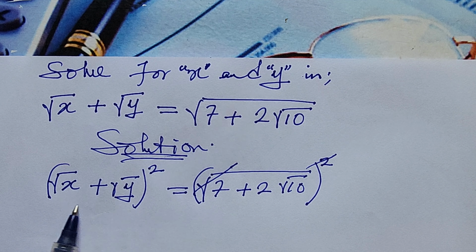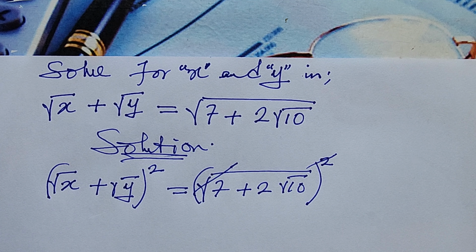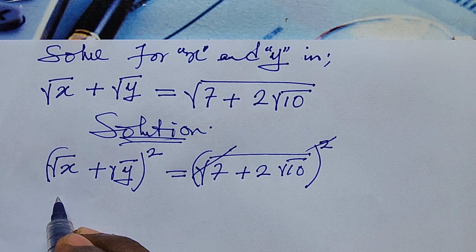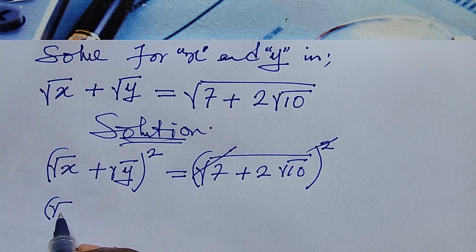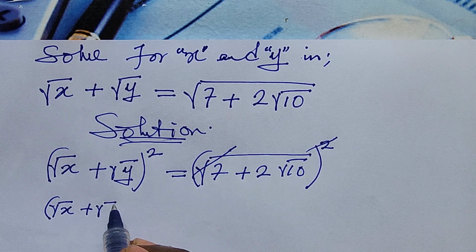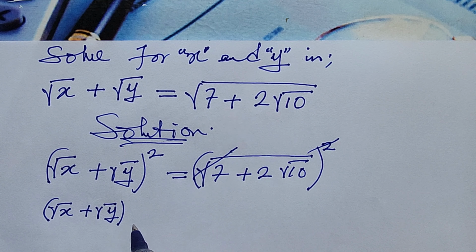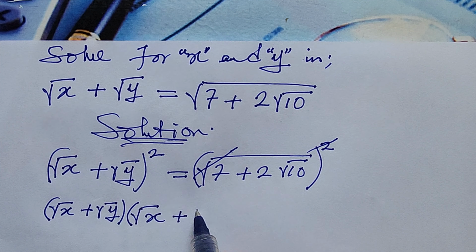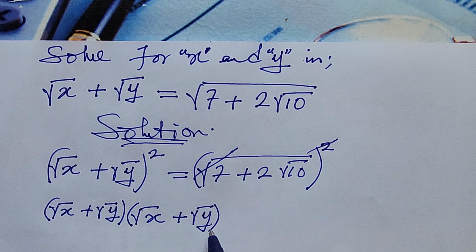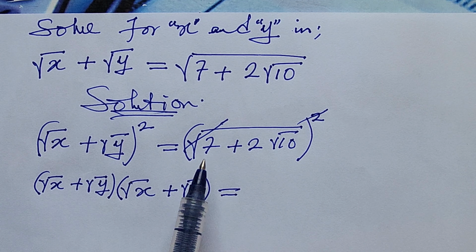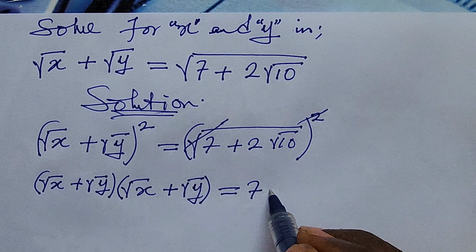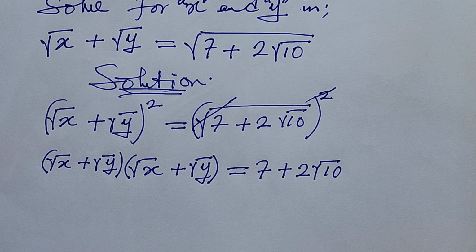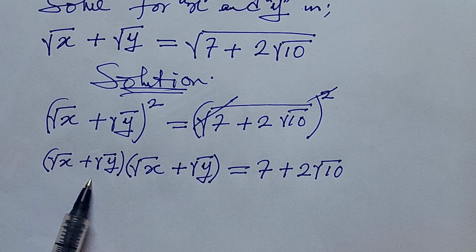Now, here we apply a common rule. But if it's going to be confusing, then let's open it gradually. So we can rewrite this as the square root of x plus the square root of y, bracket, times bracket open, the square root of x plus the square root of y, close bracket, everything equal to 7 plus 2 times the square root of 10, right?